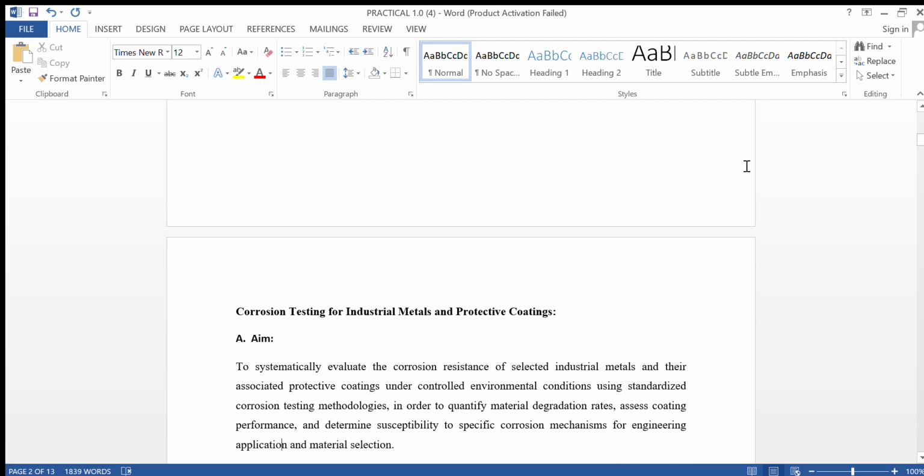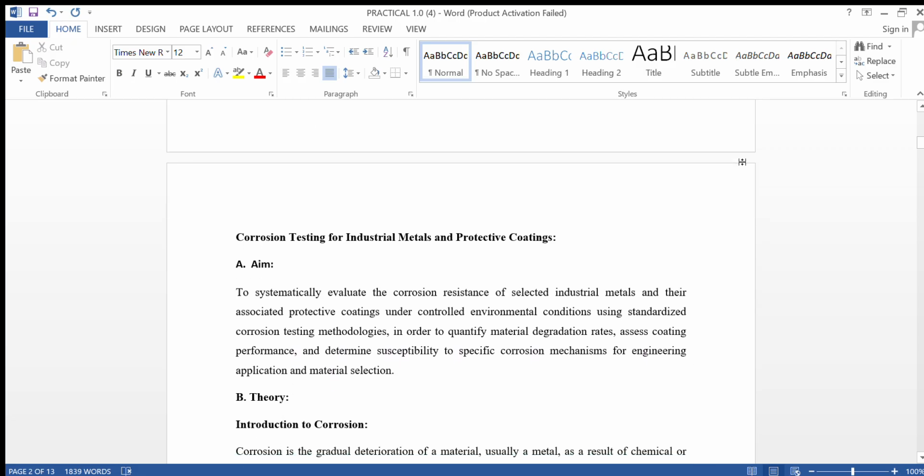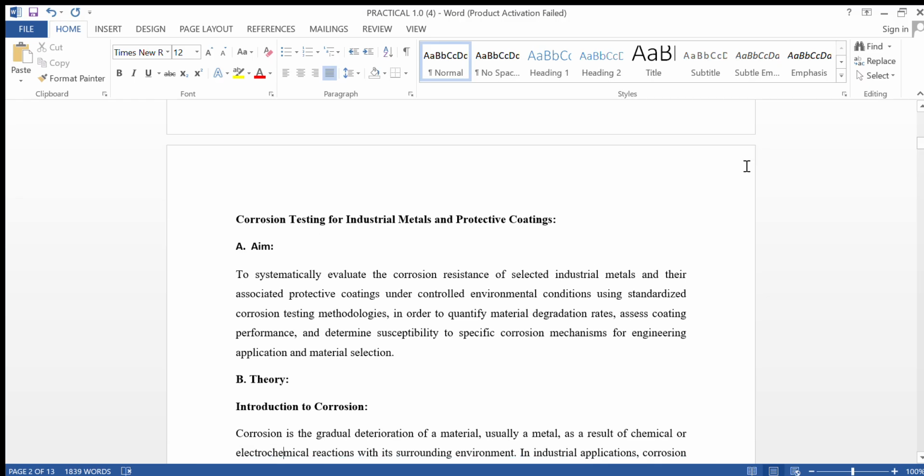The aim is to systematically evaluate the corrosion resistance of selected industrial metals and their associated protective coatings under controlled environmental conditions using standardized corrosion testing methodologies in order to quantify material degradation rates, assess coating performance, and determine susceptibility to specific corrosion mechanisms for engineering applications and material selections.